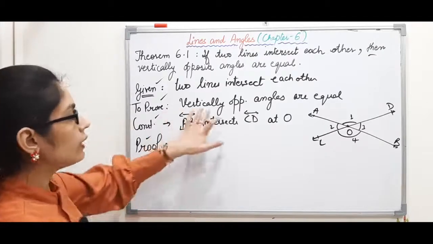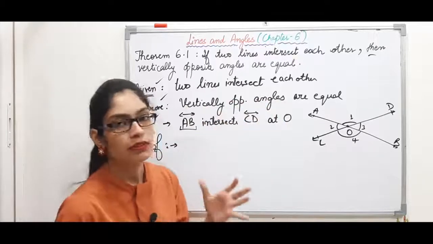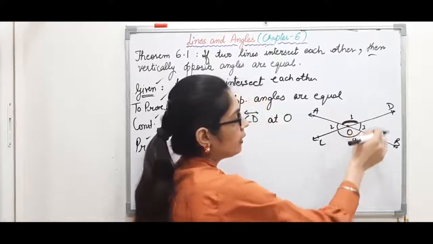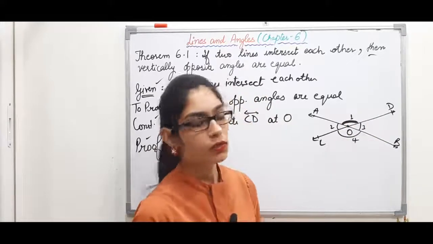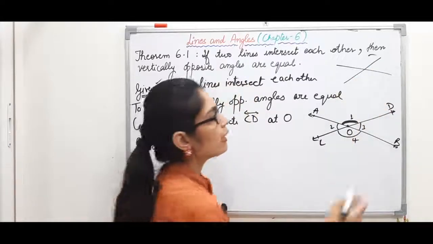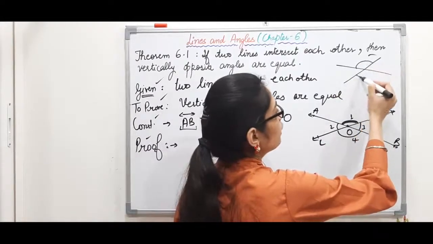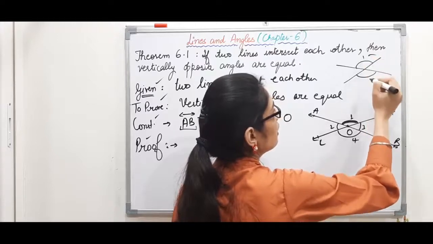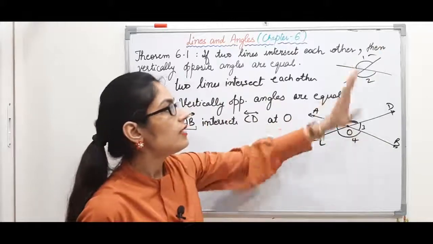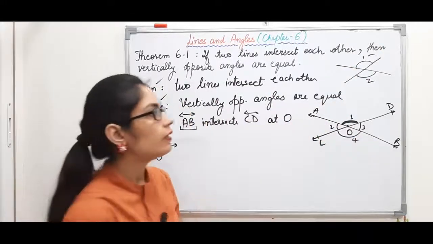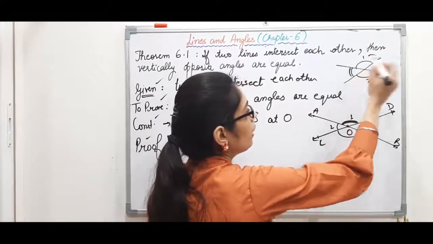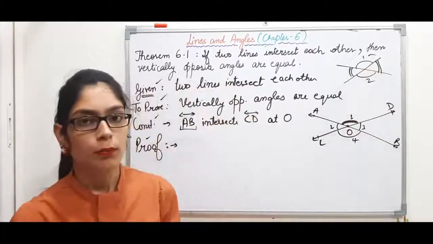Here I will write vertically opposite angles. Vertically opposite angles are the opposite angles, like angle 1, which is vertically opposite to angle 4. If I have two intersecting lines, this angle is vertically opposite to this angle. So if this is angle 1 and this is angle 2, then angle 1 is equal to angle 2 since they form a pair of vertically opposite angles. In the same way, this angle is vertically opposite to this angle, so these two angles are equal. These are the vertically opposite angles.